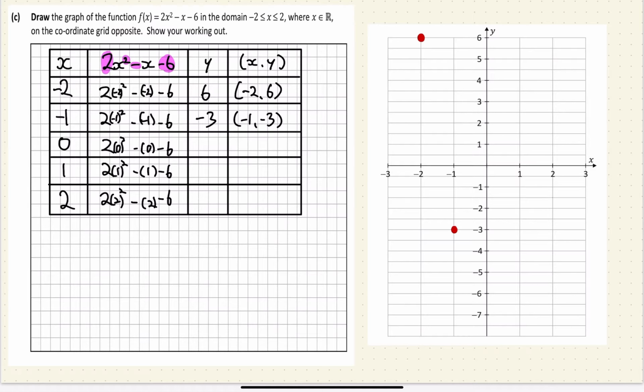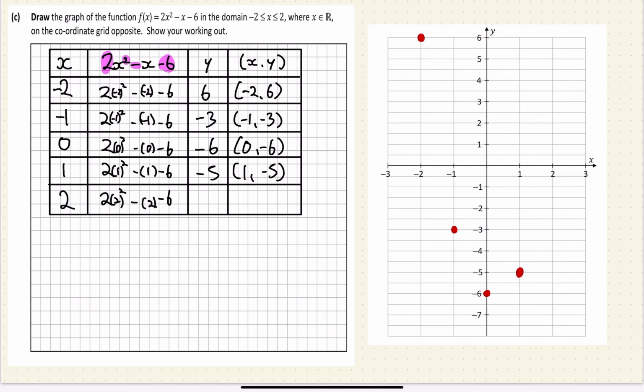0, this is handy because 0 squared is 0 times 2 is 0, minus 0 is 0, minus 6 is just minus 6. So 0, minus 6 here, which is going to go here. All right, and the next one. So 1 squared is 1 times 2 is 2, minus 1 is 1, minus 6 is minus 5. So the next one is 1, minus 5. So it's going to be 1, minus 5 is there.